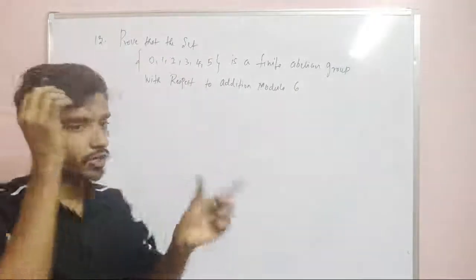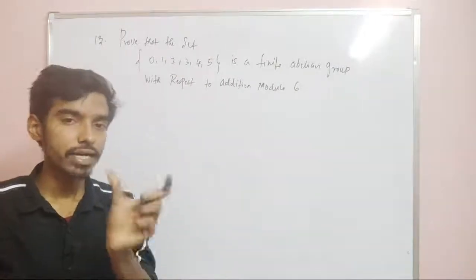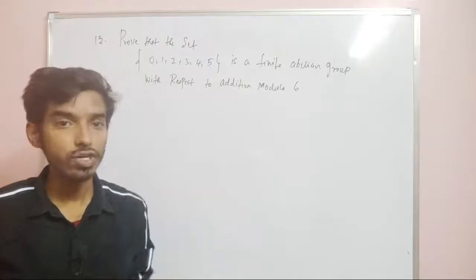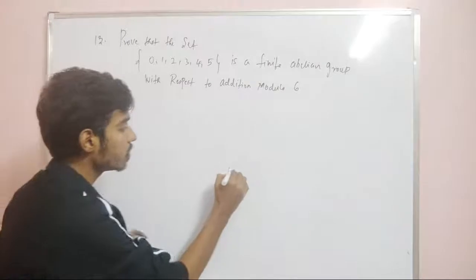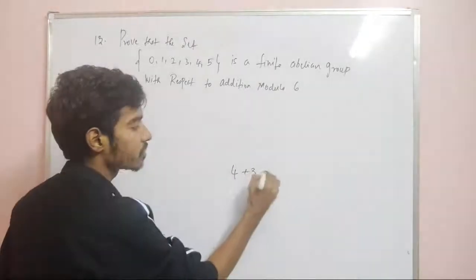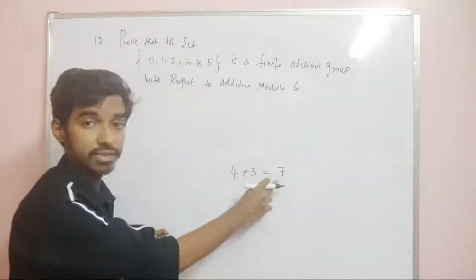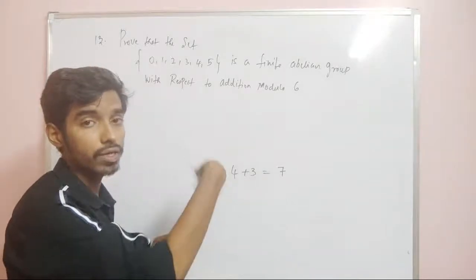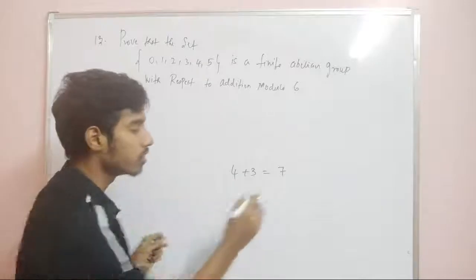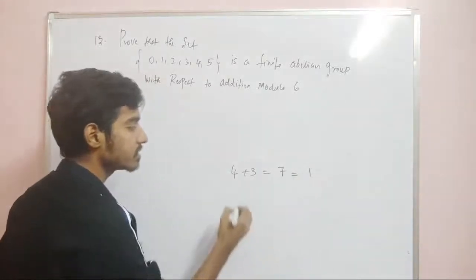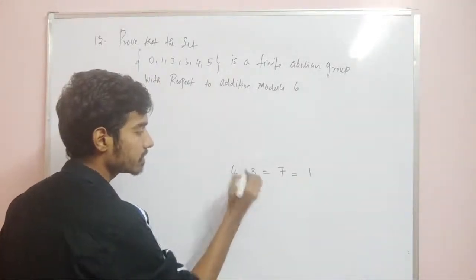That means we need to add 2 elements. If that element is greater than or equal to 6, we need to write the remainder. So for example, if you add 4 plus 3, this is 7. So 7 is greater than or equal to 6, so you need to write the remainder. When you divide 7 by 6, what will you have? You will have 1. So you have to write this as 1.